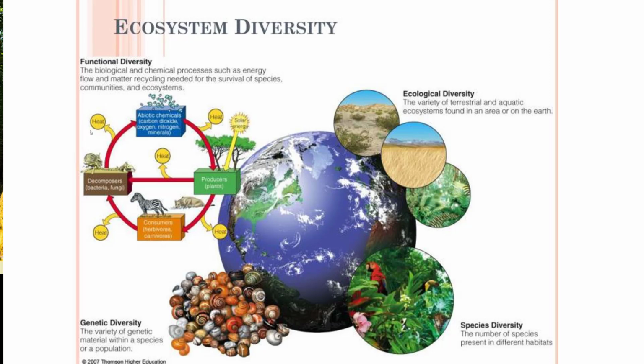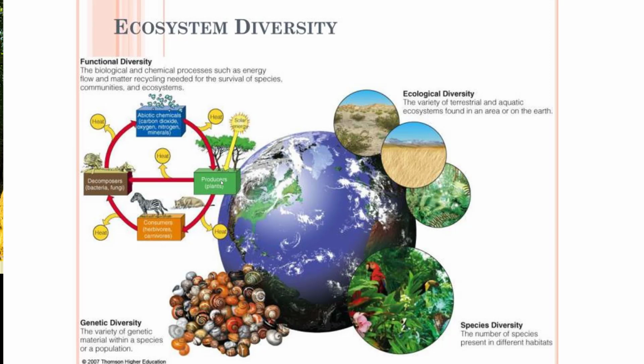We've talked a lot about these different components of functional diversity, and it's the biological and chemical processes such as energy flow and matter recycling needed for the survival of species, communities, and ecosystems. And so part of the main objective of this course is to study natural environments and resource management using mapping and cartography, and this is all necessary to consider when you're approaching conservation issues and trying to solve problems, using maps as a tool in that puzzle to solve those problems. And so that's why we've gone through this background on these types of processes.